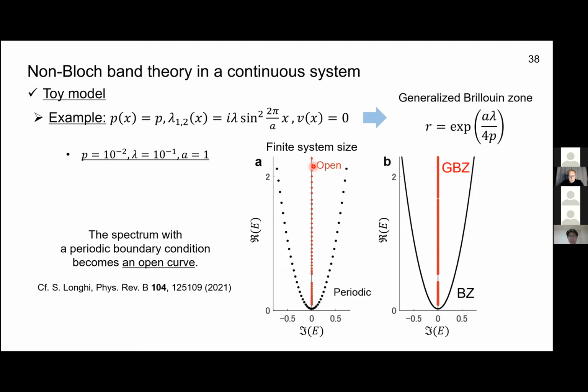Let me note that from this figure, the spectrum with the periodic boundary condition becomes an open curve. In fact, in tight binding systems, the spectrum under periodic boundary conditions necessarily surrounds the energy spectrum in an open boundary condition. However, this is not the case in a continuous system. So if you're interested in this point, please read this previous work.